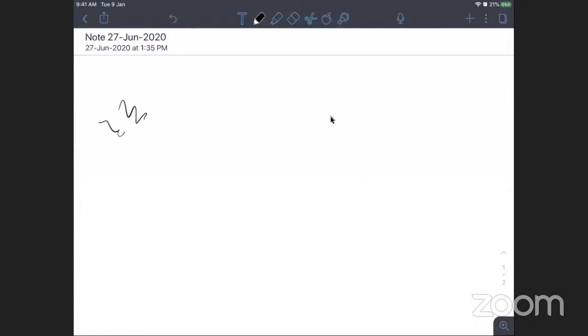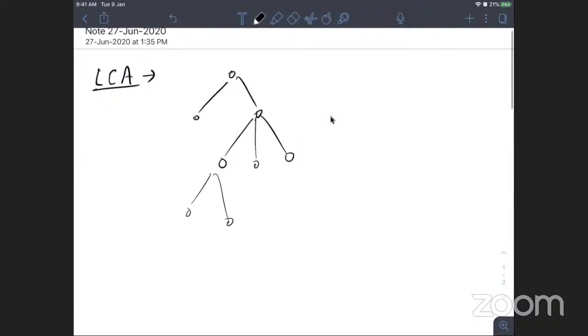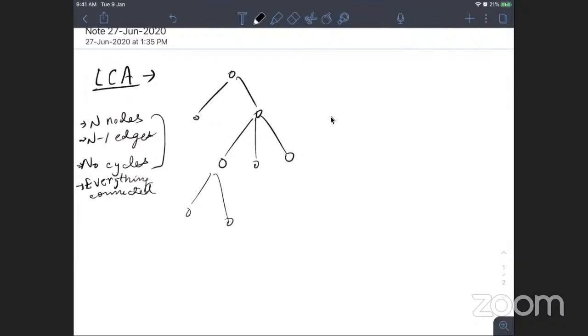Cool. So the first topic is lowest common ancestor, which people a lot of times say LCA. The idea is, let's say you're given a tree. I'm assuming everyone knows what a tree is. A tree is basically n nodes, n minus one edges, no cycles, and everything connected. If you have all these properties, technically you just need the first three, or the first, second, and fourth. But you obviously need the first and second property.